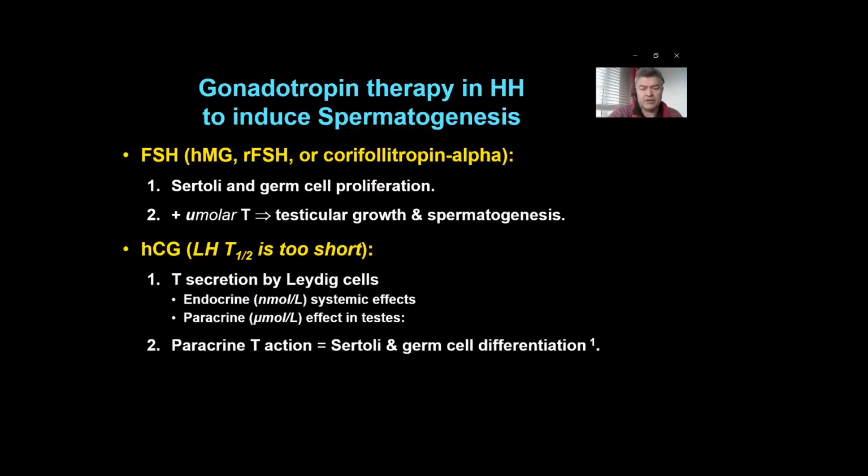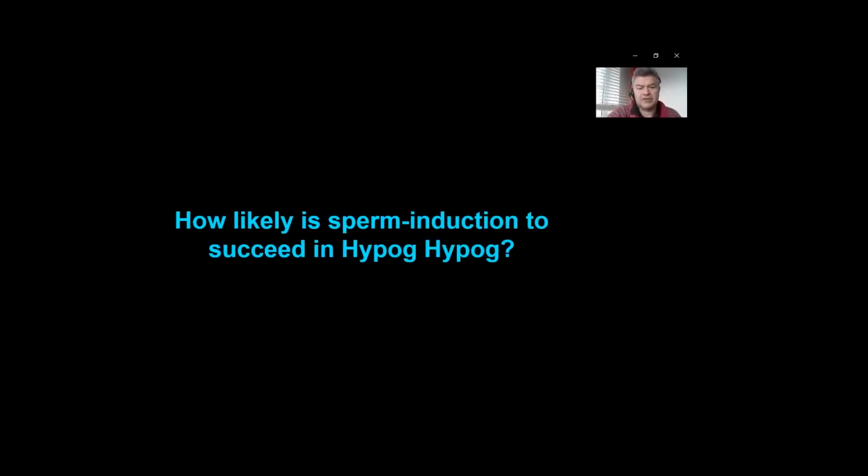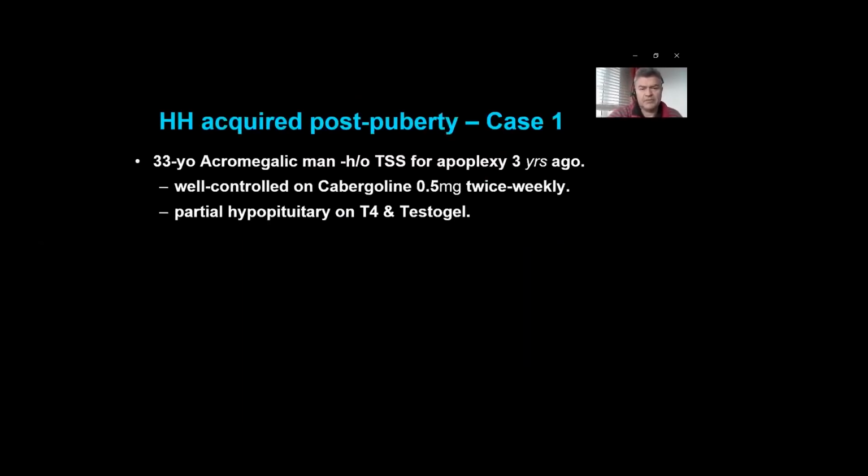And the paracrine action causes Sertoli cell and germ cell differentiation and also inhibition of proliferation. So that makes you think, really, best to make sure you've got all your proliferation out of the way with FSH before you induce the differentiation signal, which is paracrine LH-stimulated testosterone. So how likely is sperm induction to succeed in hypogonadism? So here's a case. This is a man with hypogonadism acquired post-puberty following treatment for acromegaly.